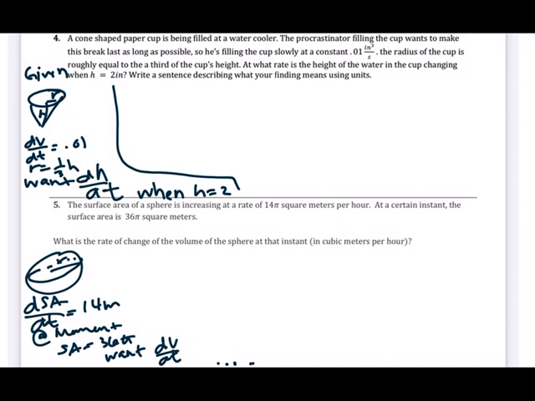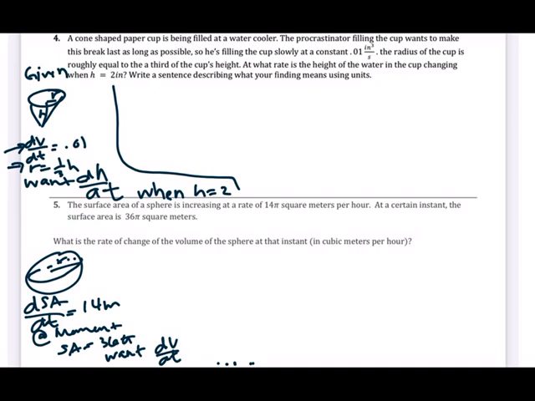So hopefully you had time to draw your pictures and you can check and see that we have similar pictures with the same given information. So a cone-shaped paper cup is being filled at a water cooler. The procrastinator filling up the cup wants to make this break last as long as possible, so he's filling the cup slowly at a constant rate of 0.01 cubic inches per second. The radius of the cup is roughly equal to 1/3 of the cup's height. So both of those pieces of information are here. At what rate is the height of the water changing?